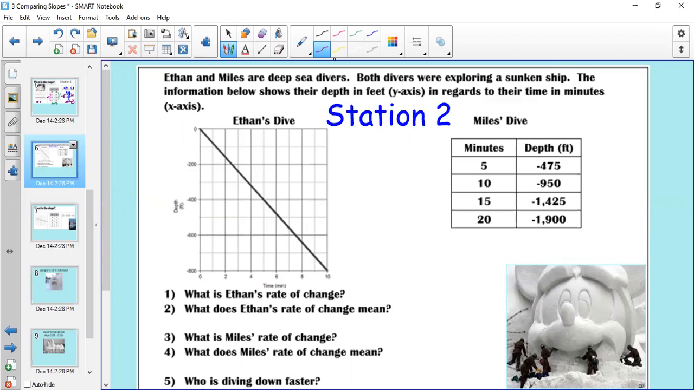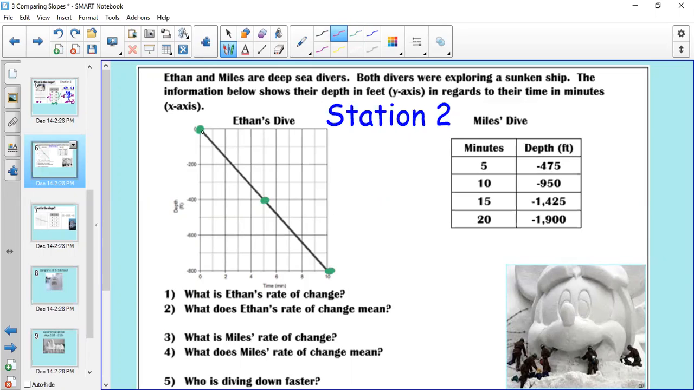Okay, I'm going to start with Ethan. Again, I can use the point 0, 0. Now, there are a lot of points that are really close, but there are 2 other points that are exactly perfect. One of them is 5 minutes and negative 400 feet, and 10 minutes and negative 800 feet is the other one. So I'm going to use those points. You only need 2 points. I have 3 there, so you could choose any of those 2.